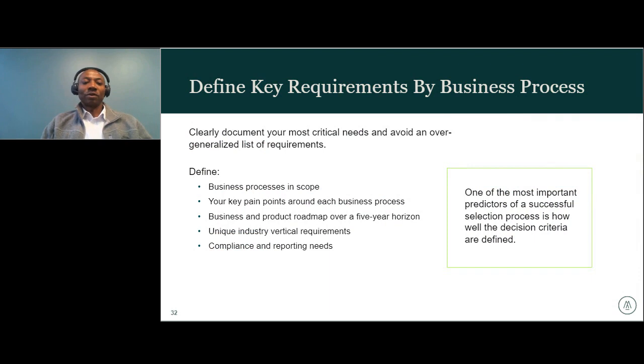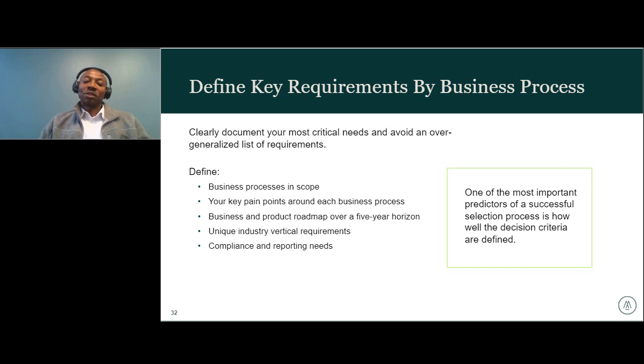So let's start with defining your requirements. You want to start by clearly documenting your most critical needs and avoiding an overgeneralized list of requirements. You start by defining your business processes in scope, your key pain points around each business process, the business and product roadmap over a 5-year horizon for your organization, and your unique industry requirements, as well as your compliance and reporting needs, which a lot of organizations often fail to define when they're defining their requirements.